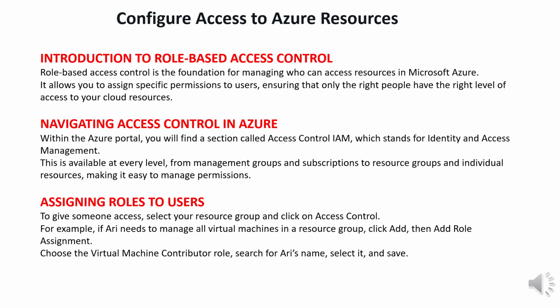Assigning roles to users. To give someone access, select your resource group and click on Access Control. For example, if Ari needs to manage all virtual machines in a resource group, click Add, then Add Role Assignment. Choose the Virtual Machine Contributor role, search for Ari's name, select it, and save.